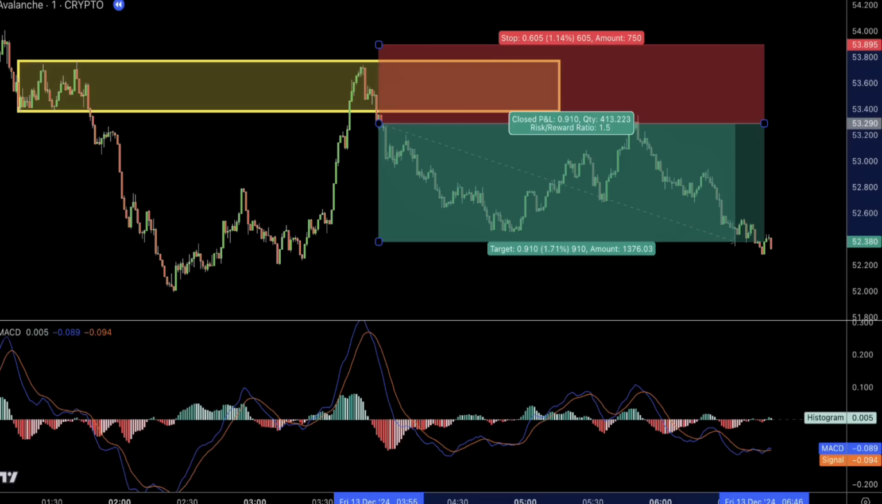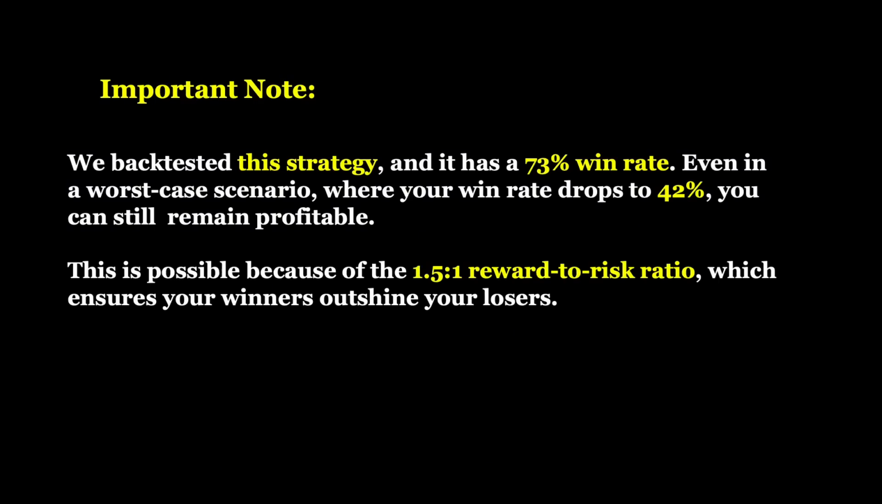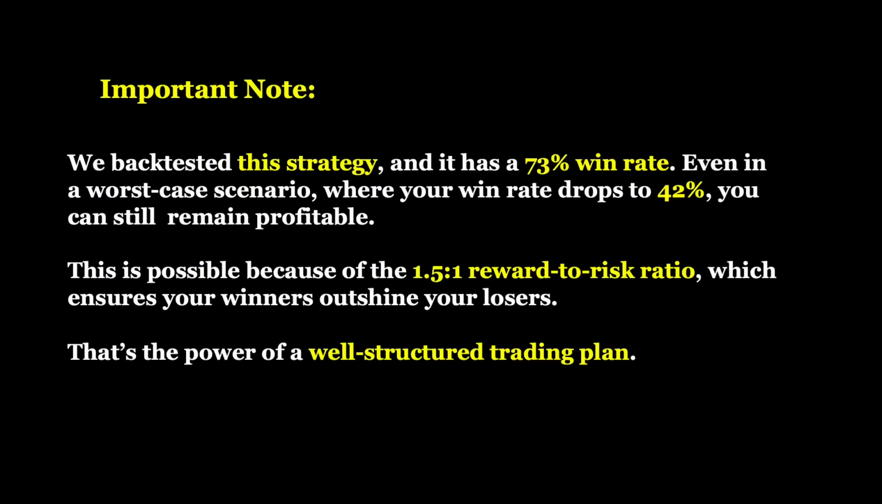This method is all about precision, identifying high probability setups and confirming them with tools like the MACD to ensure you're trading with, not against the big players in the market. Okay, let me share an important note with you. We backtested this strategy, and it has a 73% win rate. Even in a worst-case scenario, where your win rate drops to 42%, you can still remain profitable. This is possible because of the 1.5 to 1 reward to risk ratio, which ensures your winners outshine your losers. That's the power of a well-structured trading plan.